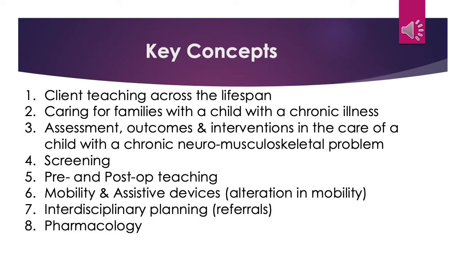Caring for families with a child with a chronic illness, this is very important, and I really want you guys to understand that in these situations, when you're dealing with a child and a problem like this, families are very involved, and they need to be cared for too, and the siblings. When discussing assessment and outcomes and interventions, I want you to think about what assessment findings you will see in these children with these problems, and how will these children present? What are some realistic outcomes for these children? And what are some interventions that we can implement to help meet these outcomes?